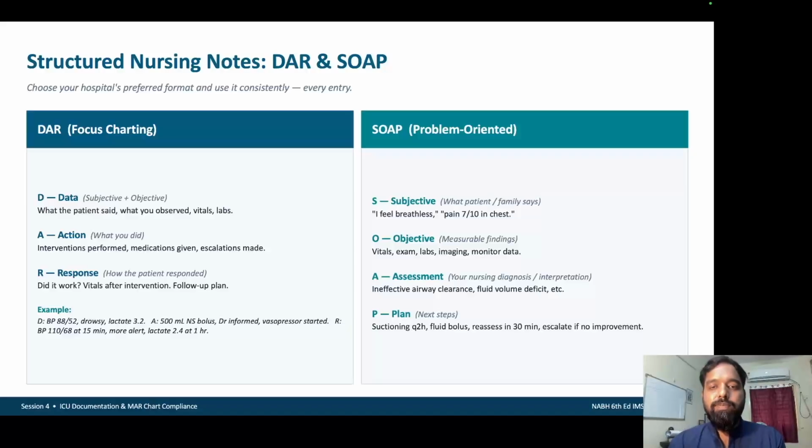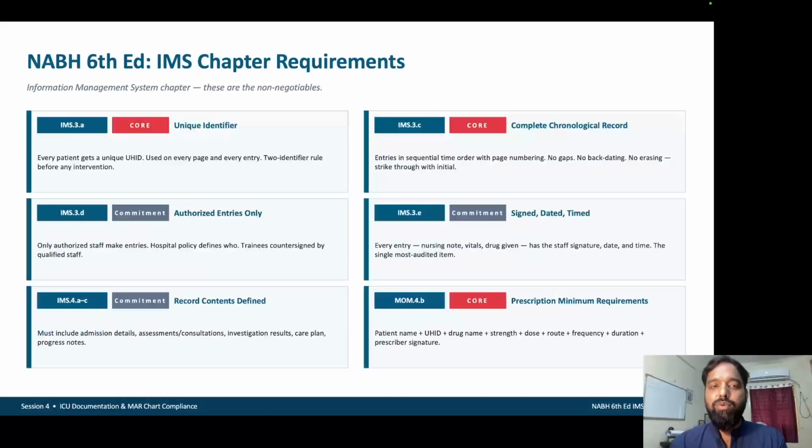In SOAP format, SOAP means subjective, objective, assessment and plan. The subjective is what the patient says or what the family says. Suppose, I feel breathless or the pain score is 7 out of 10 in my chest. Objective: vitals, examination findings, labs, imaging and monitoring data. And the assessment part: ineffective airway clearance, fluid volume deficit, etc. Regarding the plan: suctioning secondarily, or fluid bolus and reassessment in 30 minutes, or escalate if no improvement.